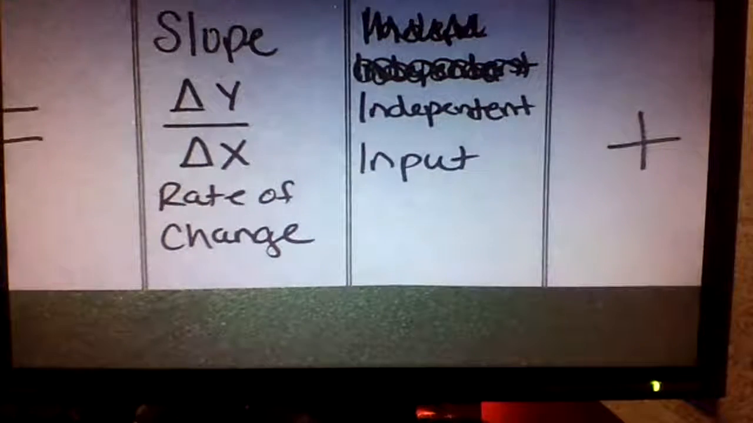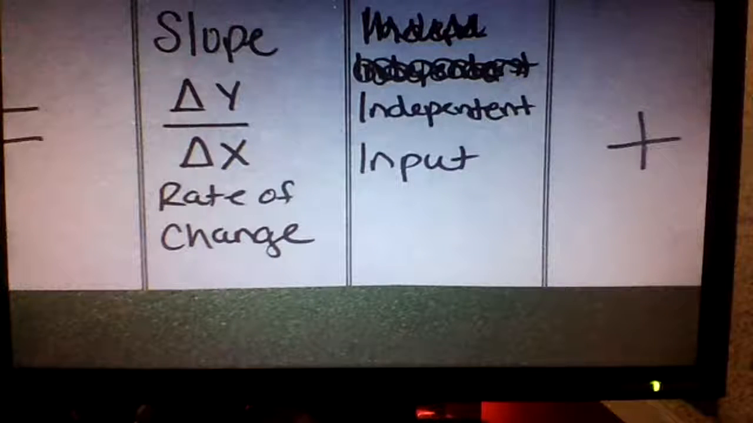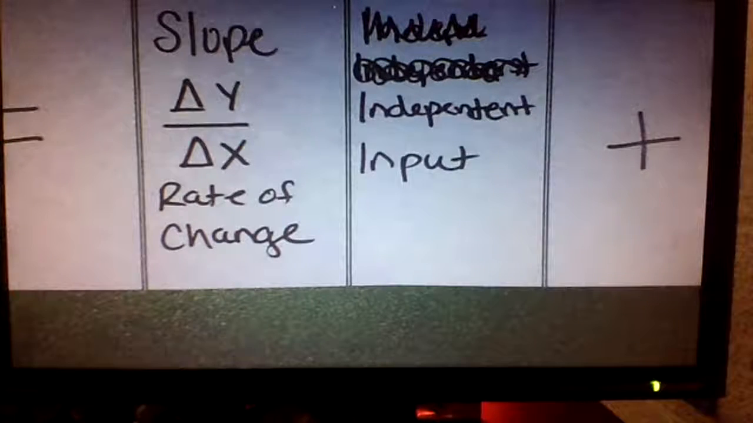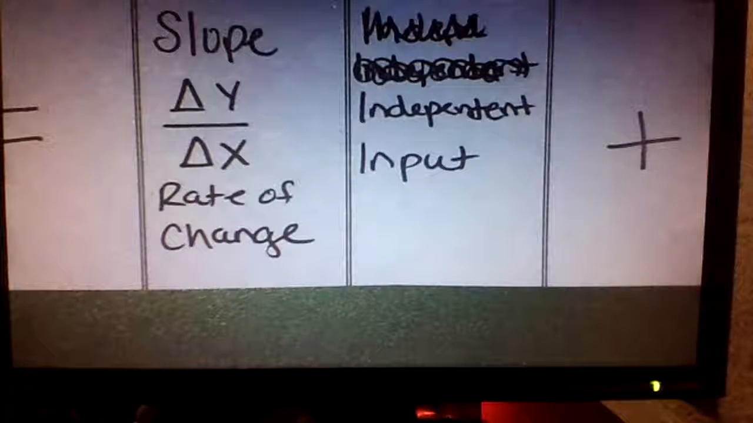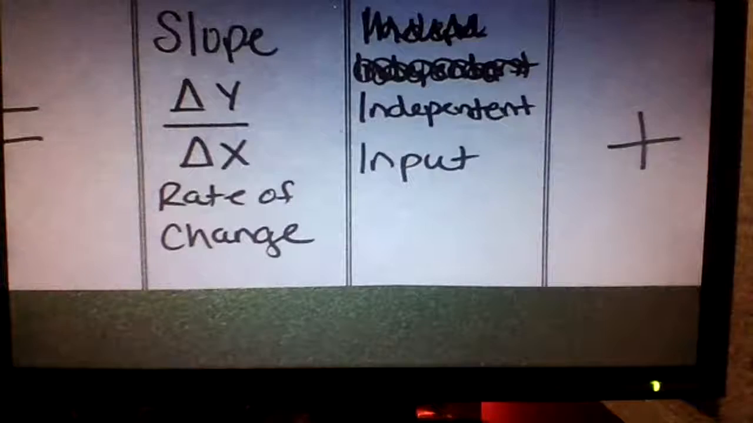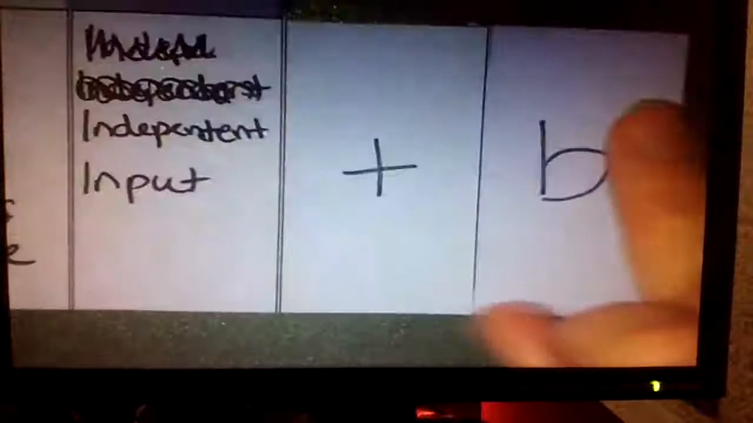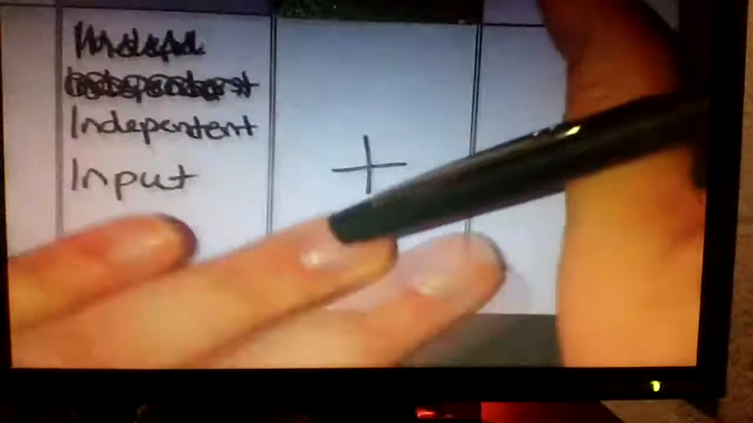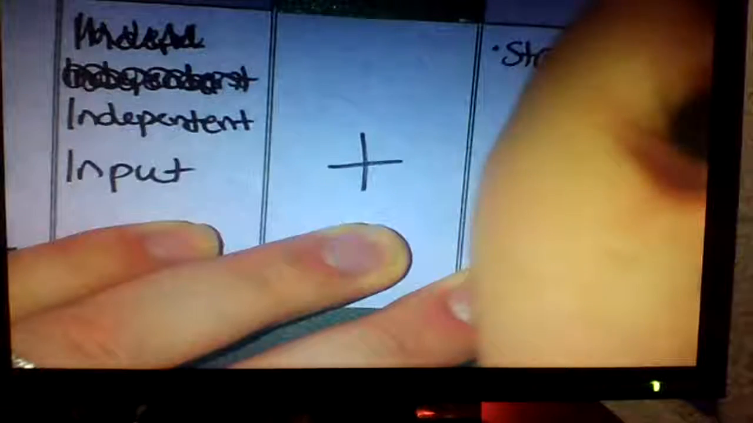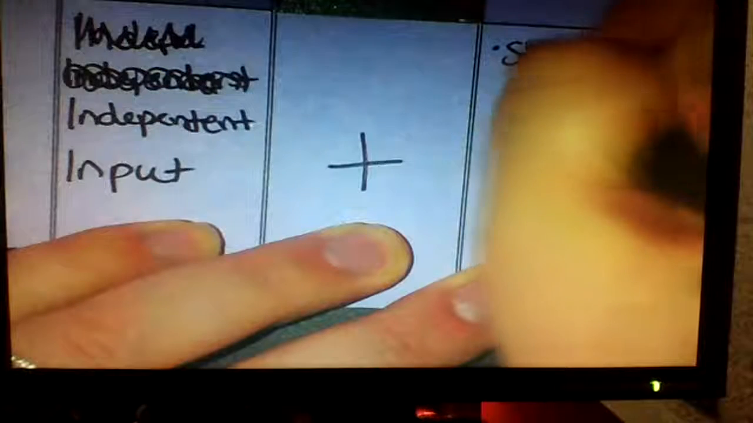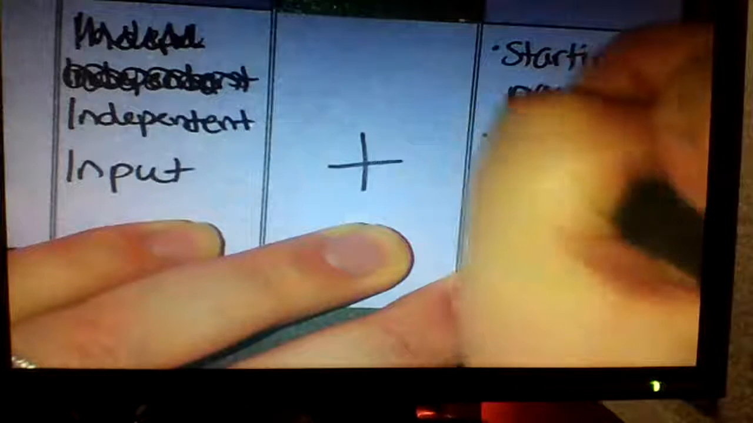X is your independent variable, or your input. And what does b stand for in this equation? It's your starting point. So if we move over to b, b is your starting point, your y-intercept.